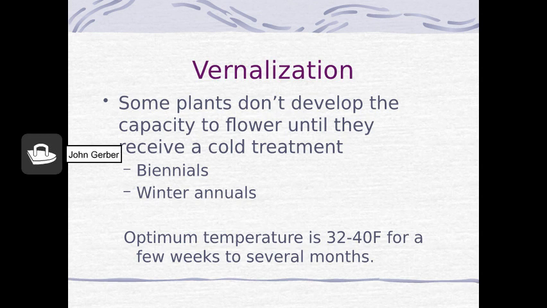Vernalization is the second indirect effect of temperature we'll look at. This is the induction of the capability of flowering by a cold period, such as winter. For most species requiring vernalization, optimum temperatures are somewhere between 32 degrees and 40 degrees Fahrenheit.